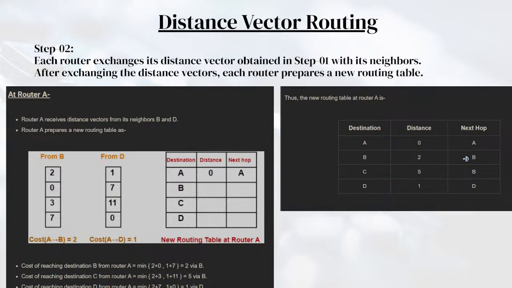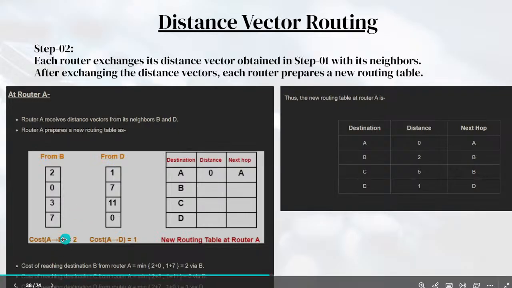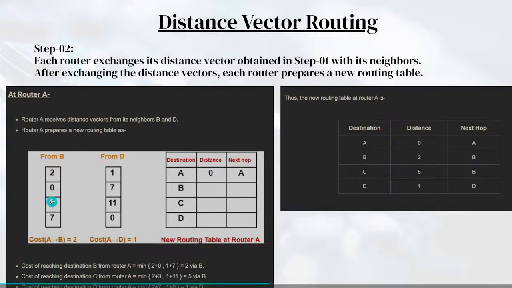Now again 2 plus 3. The distance from A to B is 2, so 2 plus 3 is 5. Then A to D is 1, but it is 11 plus 1, that is 12. So we are not considering it as the shortest path. We are going with 2 plus 3, which is 5. So we updated here as 5.